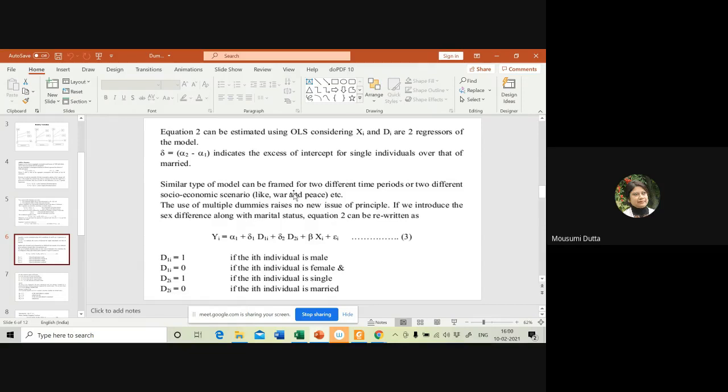Similar type of model can be framed for two different time periods or two different socio-economic scenarios like war and peace, etc.